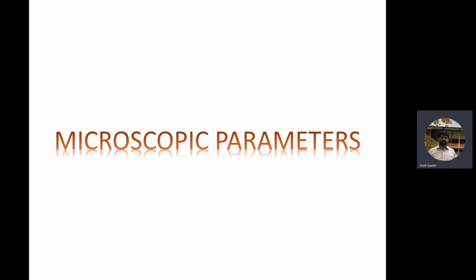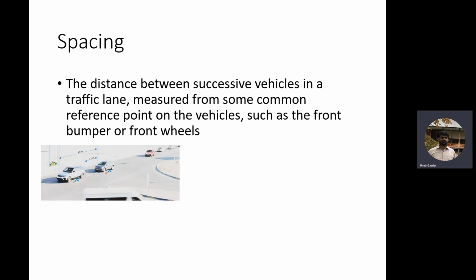Now we will discuss microscopic parameters. But before I move on to that, how many macroscopic parameters did we discuss? Three. Which? Volume, speed, density. Flow and flow rate are part of volume, some types of volume. And of microscopic parameters we will discuss two. The third one, there is a third one as well, which we will not discuss.